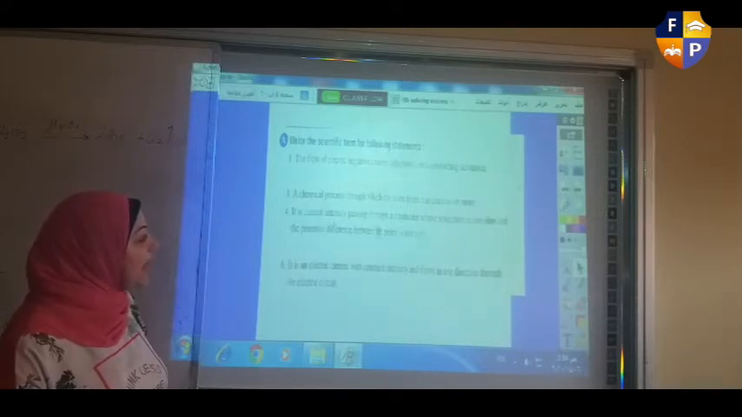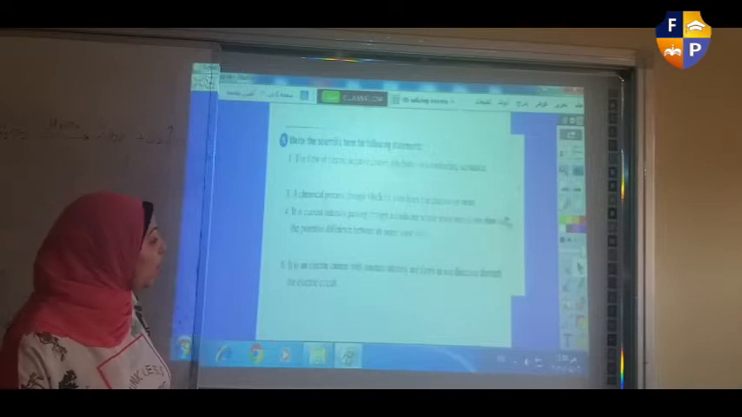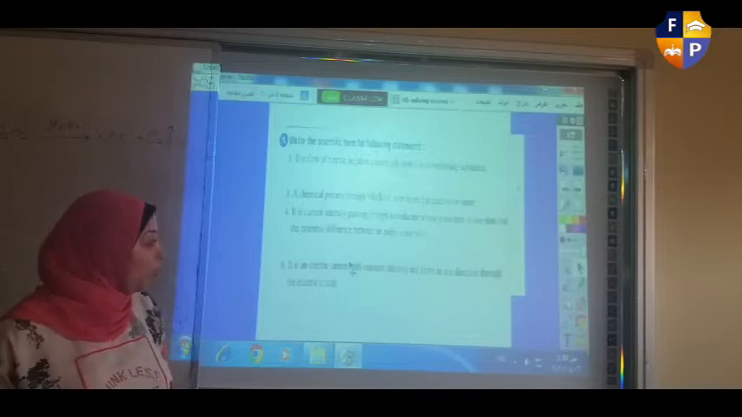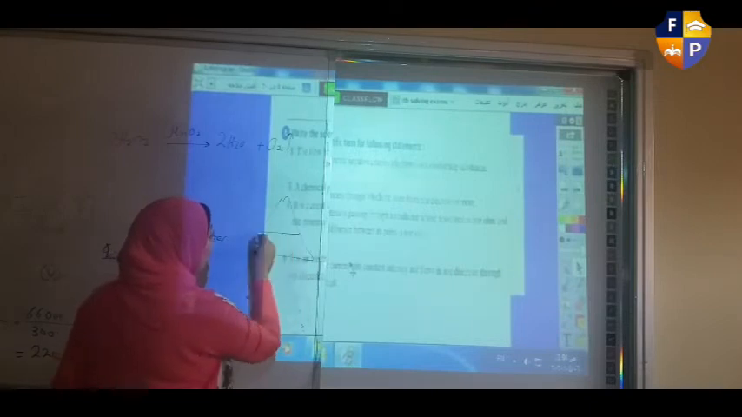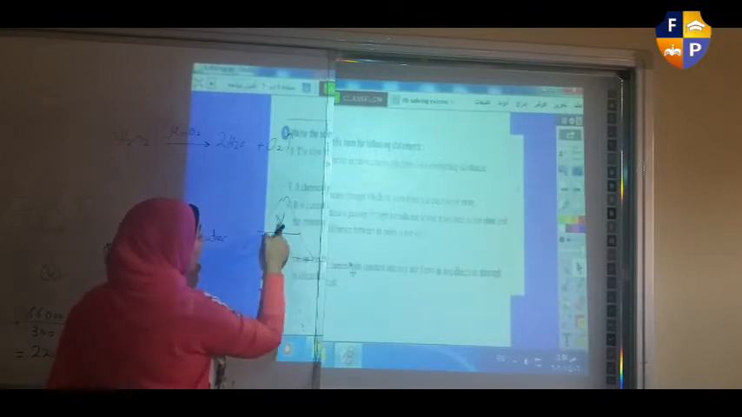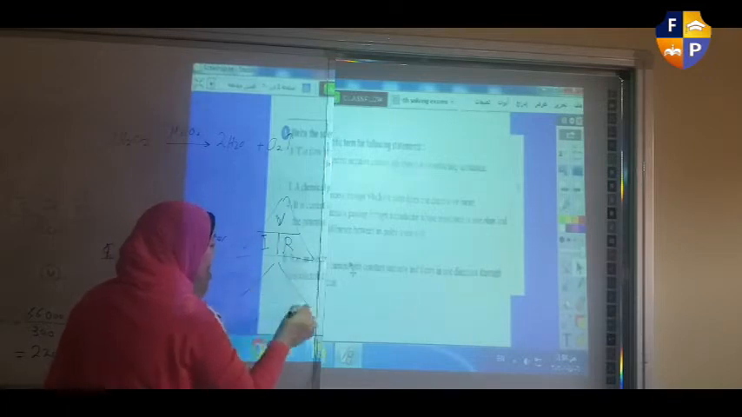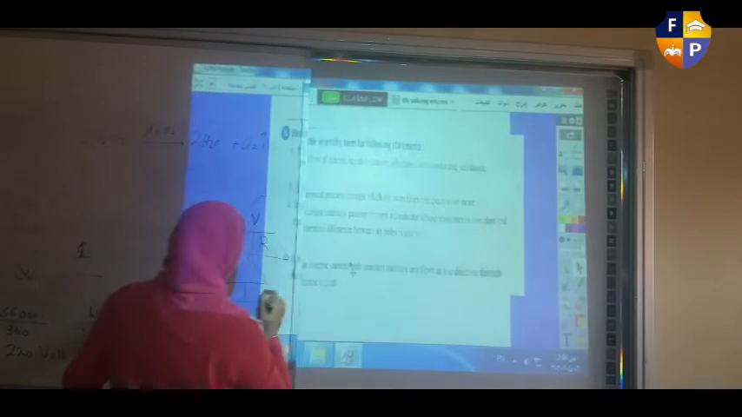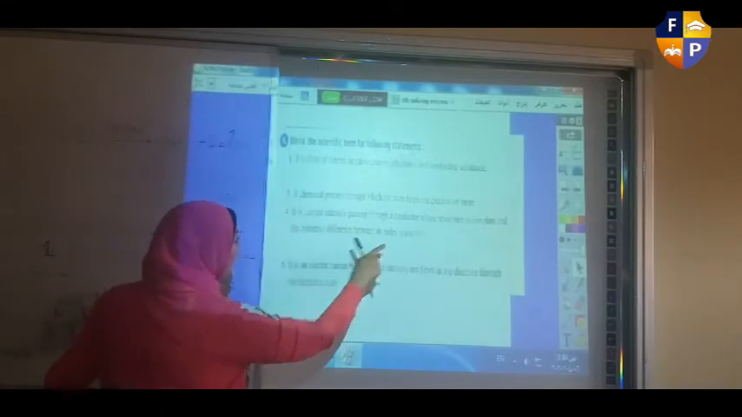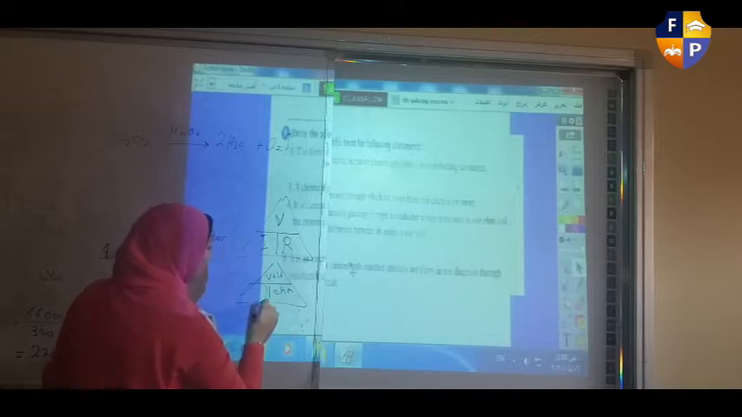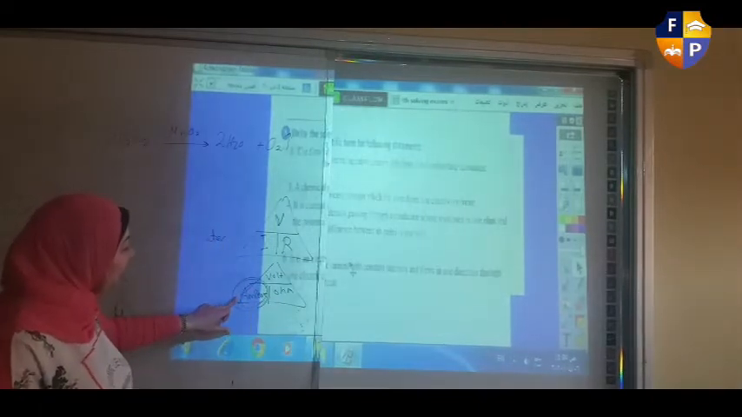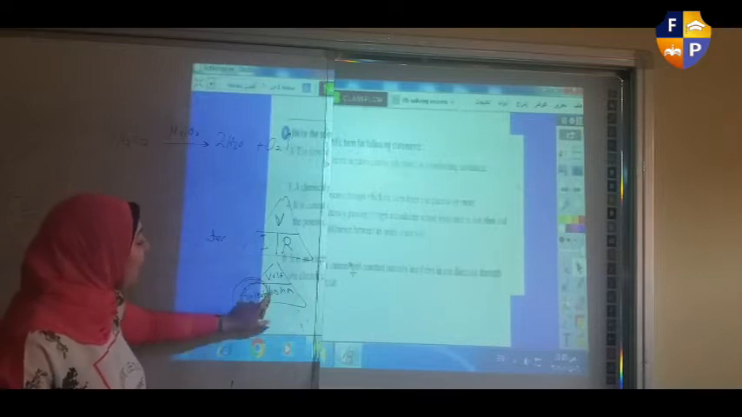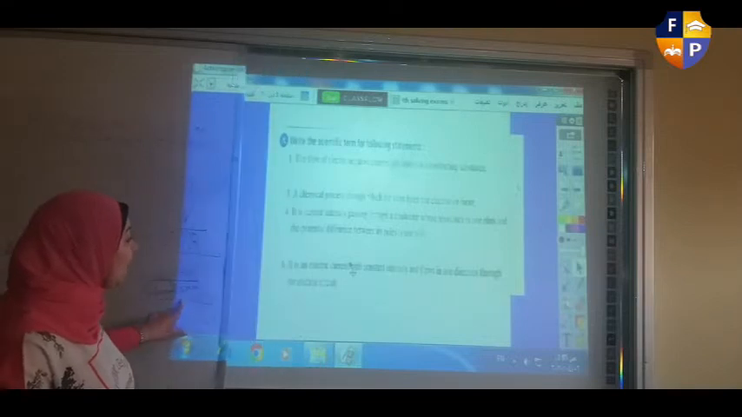It is the current intensity passing through a conductor whose resistance is 1 ohm and potential difference is 1 volt. What is the current intensity? We know that potential difference equals current intensity times resistance. When I have a resistance of 1 ohm and a potential difference of 1 volt, the current intensity must be measured by ampere. Excellent. So the ampere is the current intensity passing through a conductor when the potential difference is 1 volt and the electric resistance is 1 ohm.